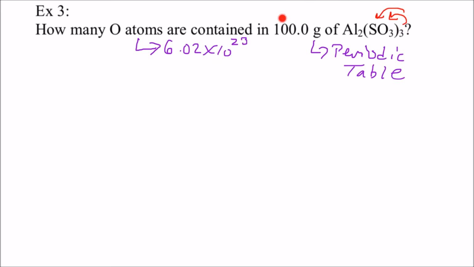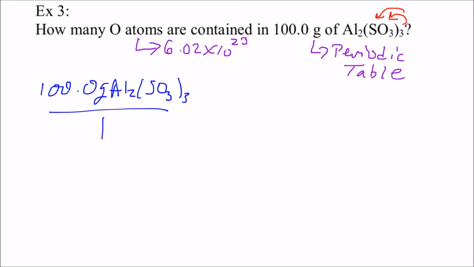And we've got 100 grams of that stuff. Whatever that stuff is. So that's obviously going to be our given. So we're going to take our 100 grams of this stuff and put that over 1. Now, anytime we have grams here, we have to look at the periodic table.